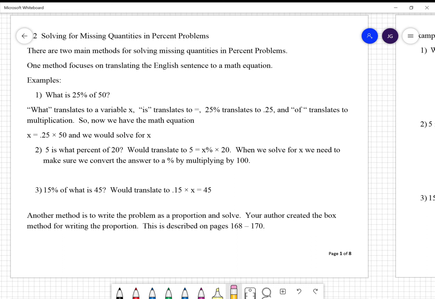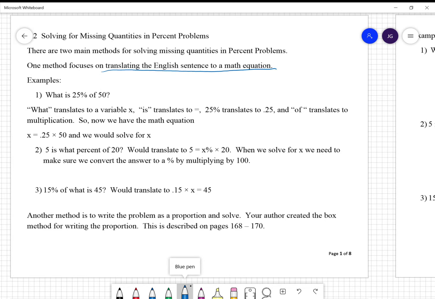In this section, we will be looking at solving for missing quantities in percent problems. There are two main methods for solving missing quantities in percent problems. One focuses on translating the English sentence to a math equation.